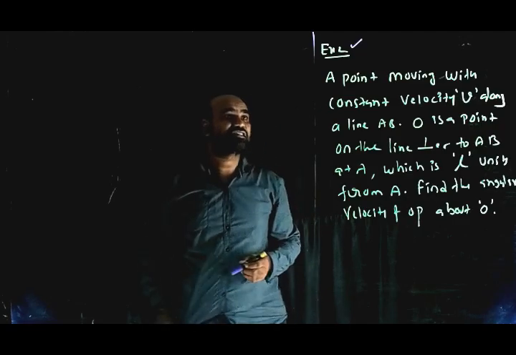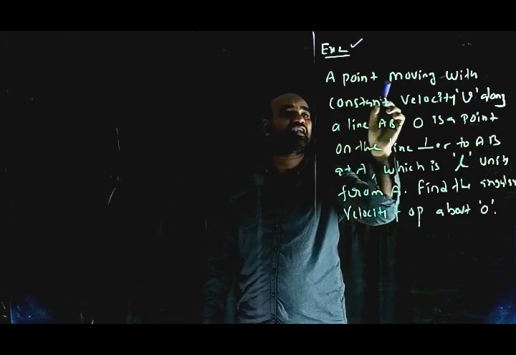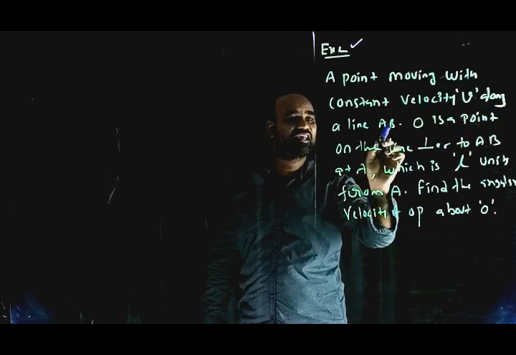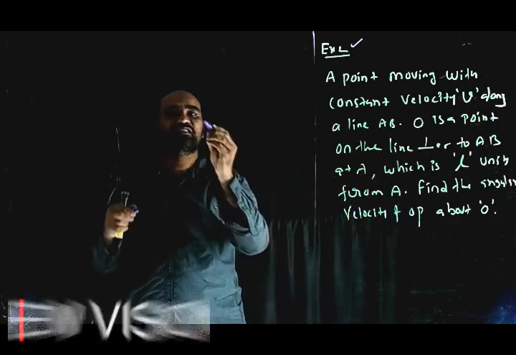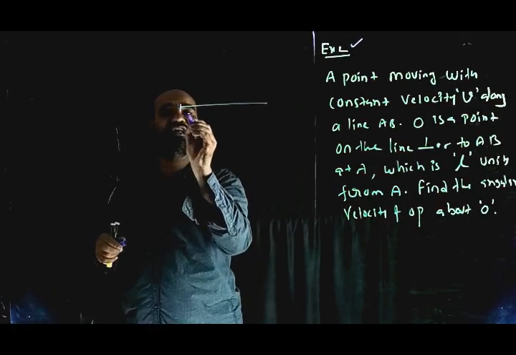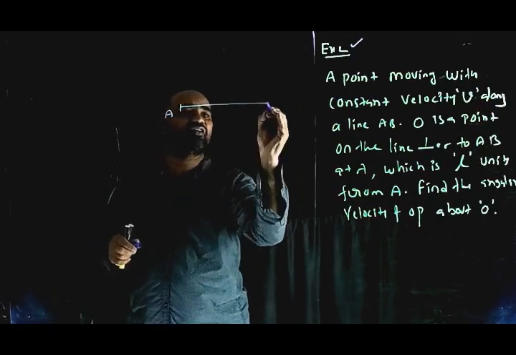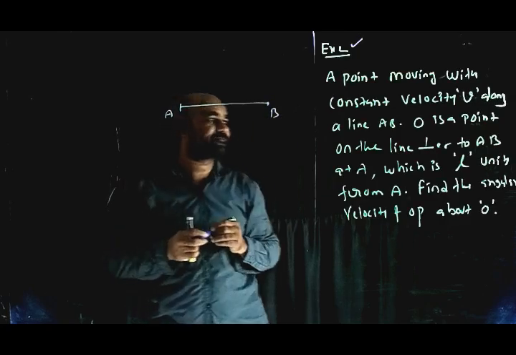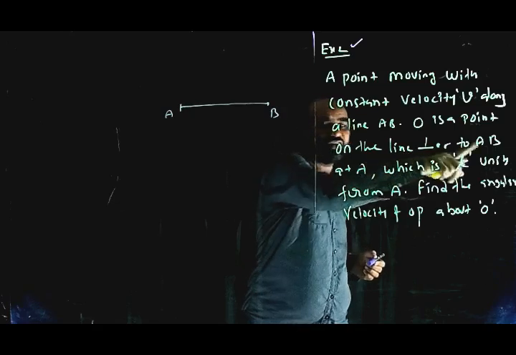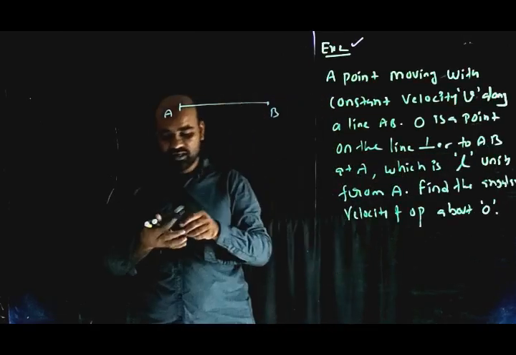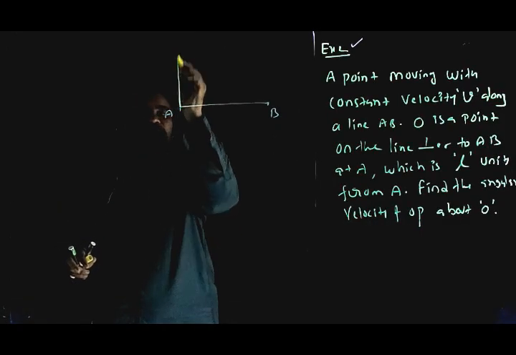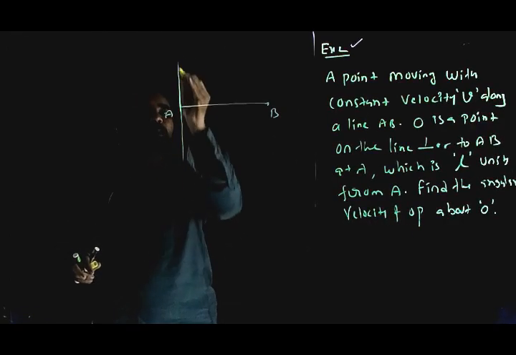Students, example 2. A point is moving with constant velocity v along a line AB. A line AB is given. On that line AB only, the particle is moving with constant velocity. O is a point on the line perpendicular to AB at A. At A, a line is drawn perpendicular to AB.